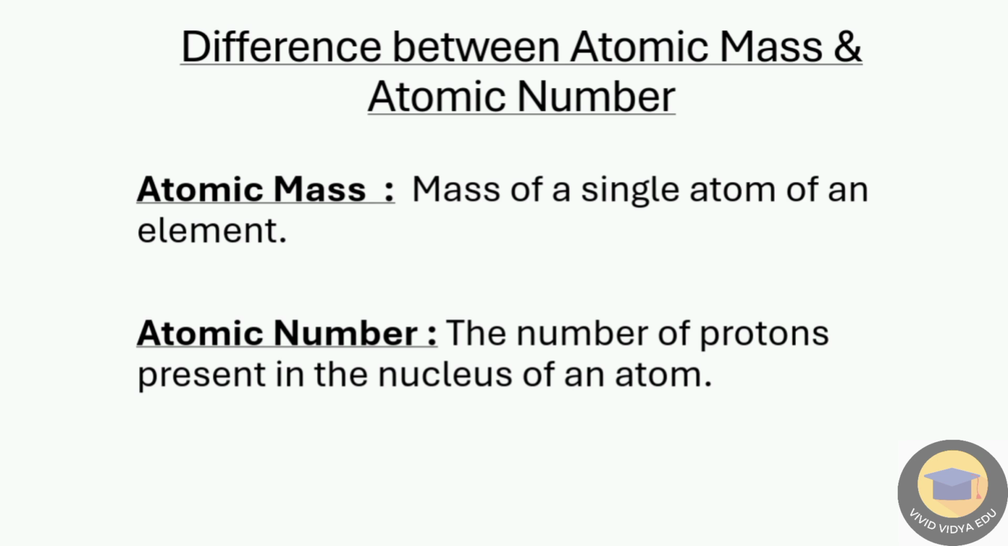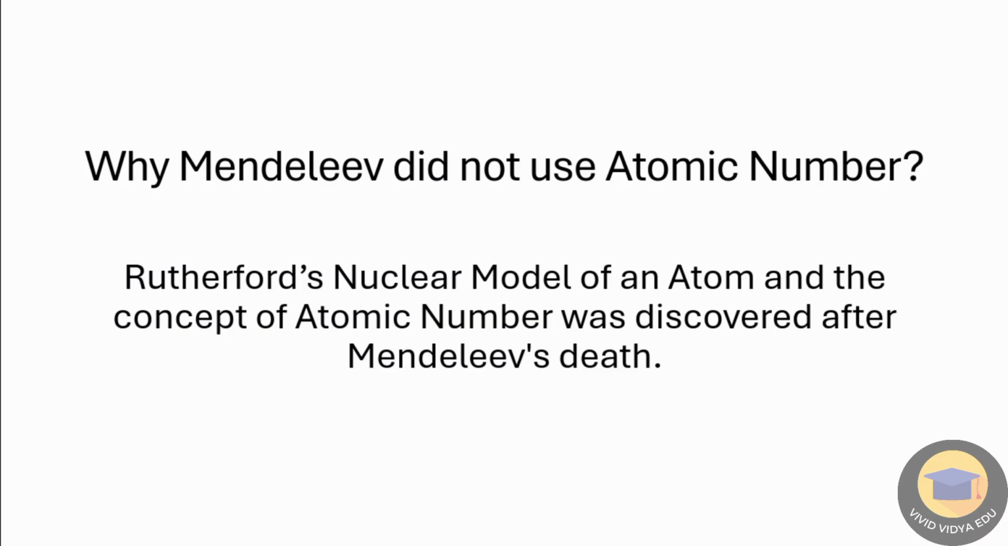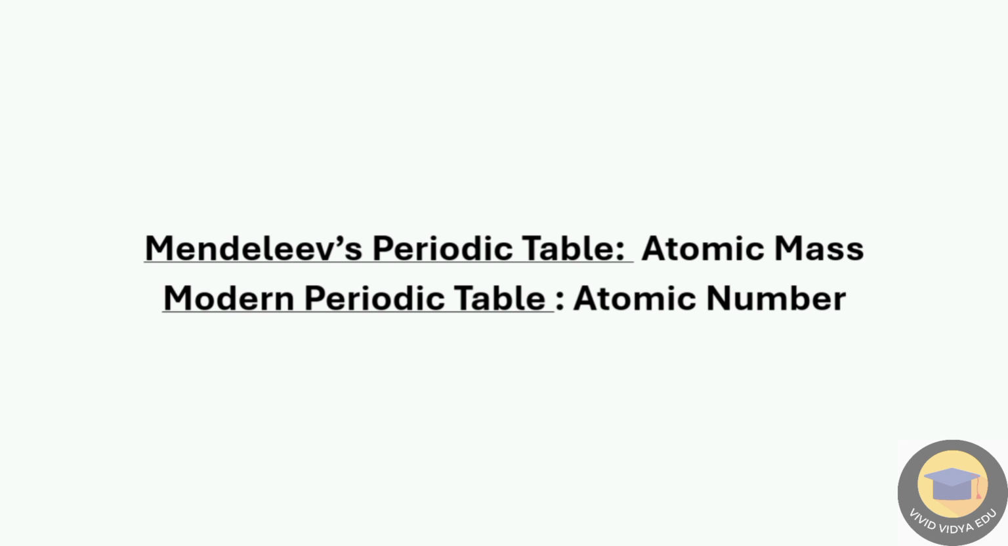So you may be wondering, why didn't Mendeleev use the atomic number? Why was he using atomic mass? The reason is that Rutherford's nuclear model of an atom and the concept of atomic number were discovered after Mendeleev's death. So Mendeleev's table was based on atomic mass, but the modern periodic table is based on atomic number.